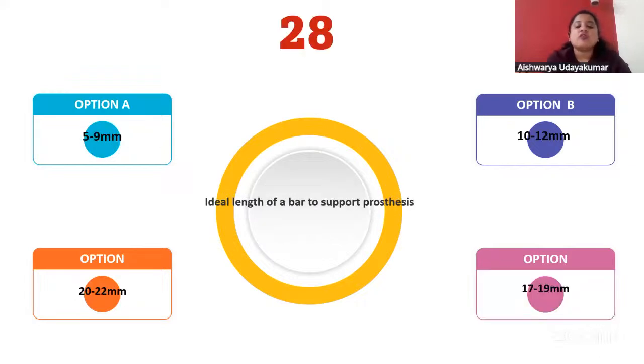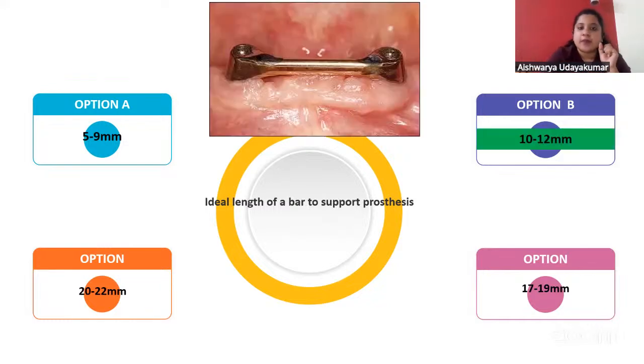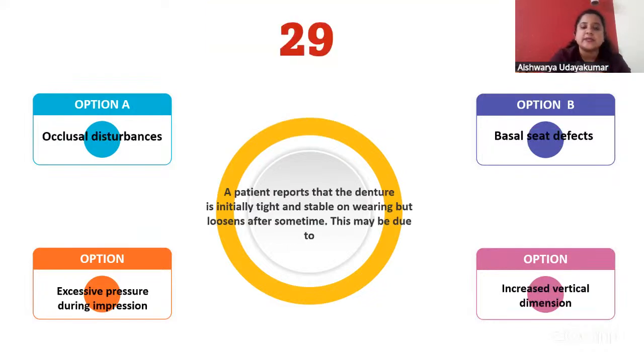Now, ideal length of a bar to support a prosthesis. Early in the first 5 questions, somewhere I talked about overdenture. I'm repeating it again. Overdenture attachments, in that comes bar attachment. It's also in implants. So the lengths are varied. But remember, again, it's a numerical question. The number should be 10 to 12, but 22 to 24 is again an option if it is for implant supported bars. This is an implant supported bar, but I'm just showing you how a bar supported prosthesis happens.